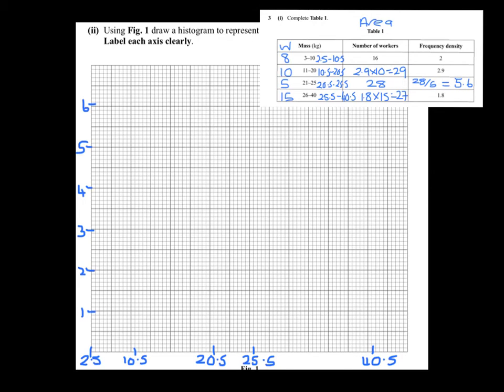Now please bear in mind I've no straight line tool on this app. When you're drawing this graph in the exam, you must use a ruler and a pencil. So 2.5 to 10.5 I want at height 2. 10.5 to 20.5 I want at height 2.9. 20.5 to 25.5 we want at height 5.6.